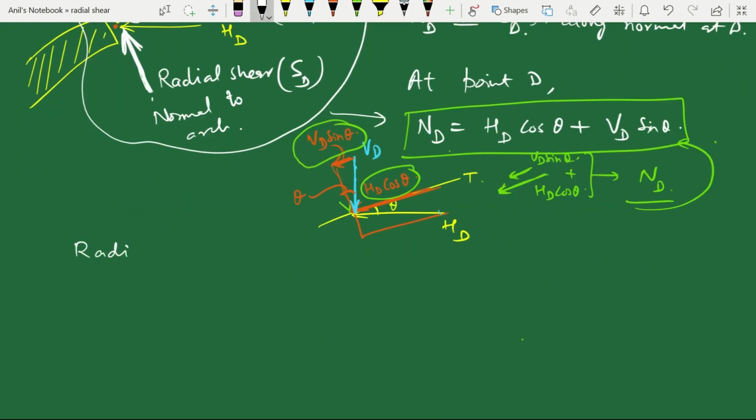Now let us find out radial shear at D. The normal component of HD will be HD sin theta, and it is acting in this direction.